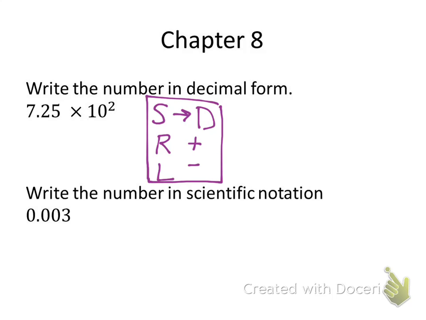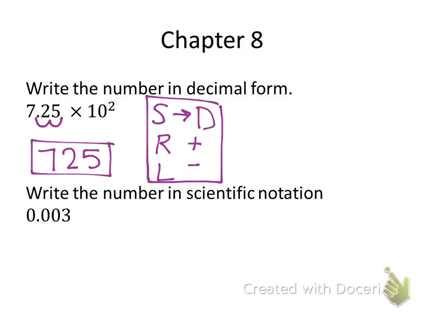Okay? So let's do this. Look at what my exponent is. Is it positive or negative? Positive. So that means I need to move it 2 places to the right. So I go 2 places to the right, and my answer is 725.